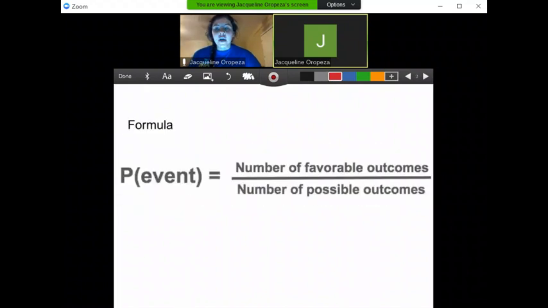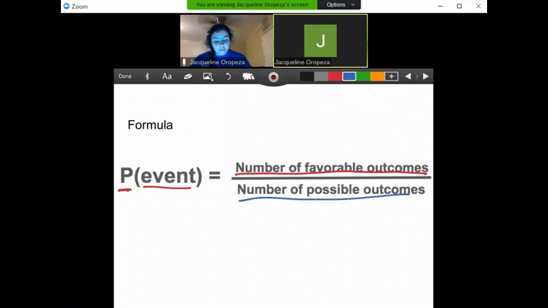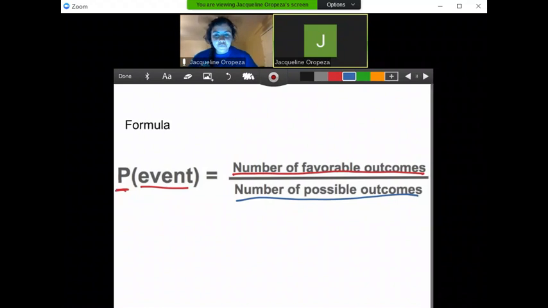There you go. So the P here stands for probability. The event is what we are trying to find the probability of. Then we have the number of favorable outcomes, so that's what we want to happen. Then the bottom says the number of possible outcomes. That's our whole set of options. So I'm going to give you an example.